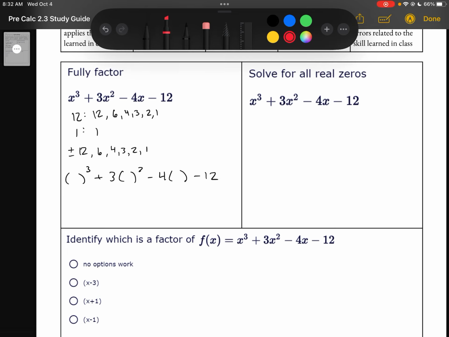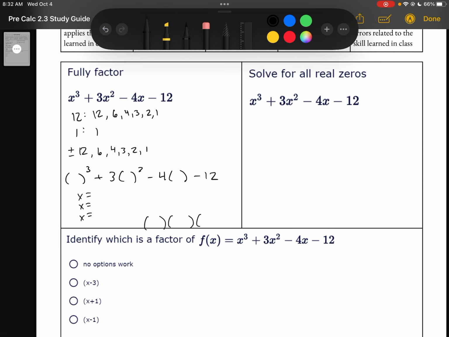So positive 12, minus 12, and then do the same thing for 6, 4, 3, 2, and 1. And then we're looking for 3 answers that give us an answer of 0. So again, once we find those 3 zeros, you're going to get x equals something, x equals something, x equals something for the 3 zeros.